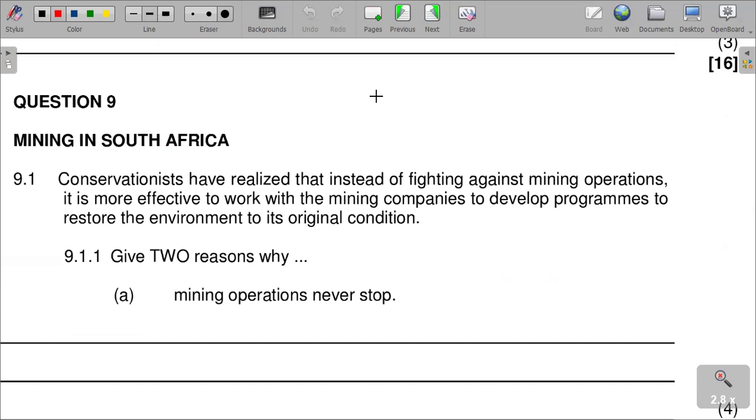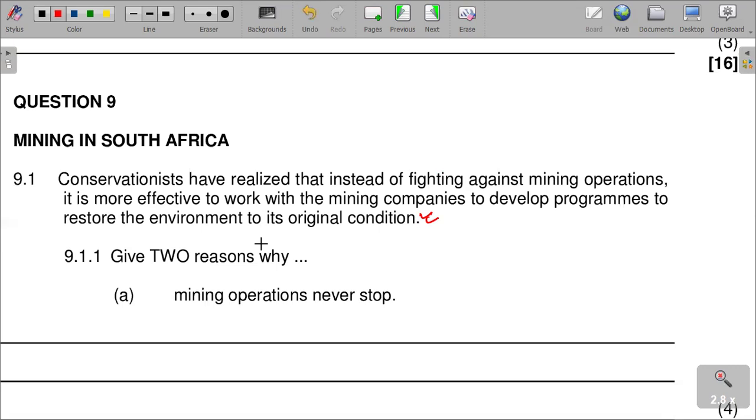Question 9 is about mining in South Africa. Conservationists have realized that instead of fighting against mining operations, it is more effective to work with the mining companies to develop programs to restore the environment to its original condition. Give two reasons why mining operations never stop.